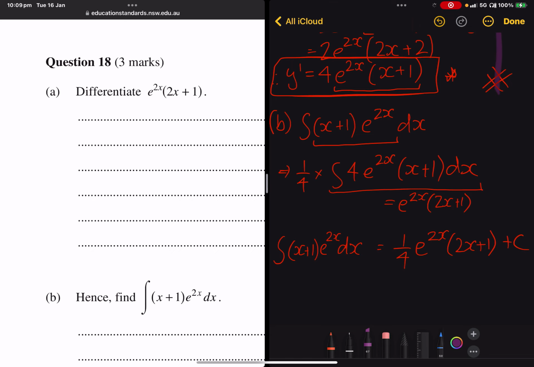For question B, you just have to get the correct answer. So using part A or otherwise, getting the solution, 1/4 times e to the 2x times 2x plus 1 plus a constant, that will get you the 1 mark. Pretty much anything else won't get you any marks.